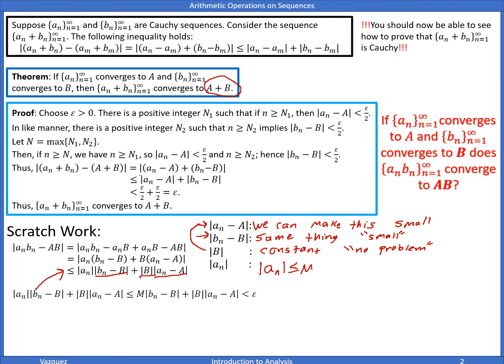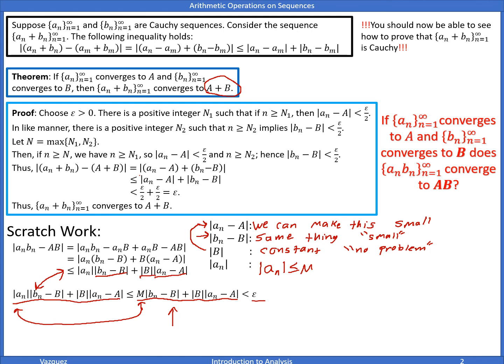So this means that if we have this inequality, this one and this one are the same thing, but now with M instead of a_n, the sequence. So it's less than or equal to that because our sequence is bounded. And now we want to make this less than epsilon.